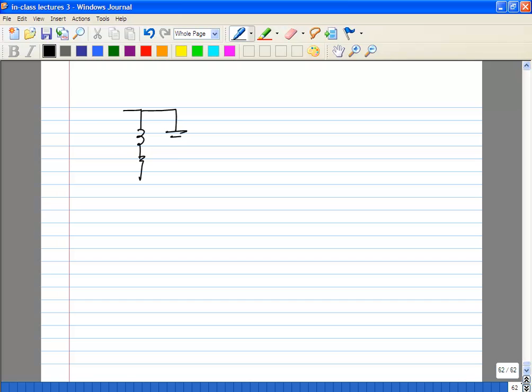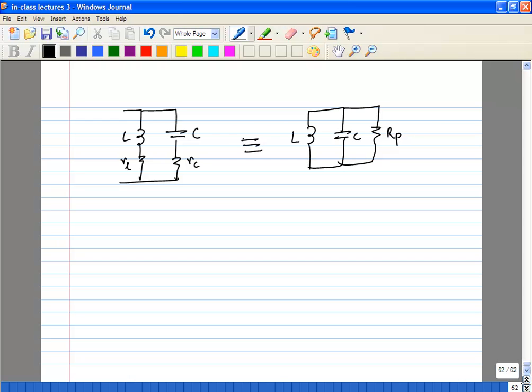If you remember, we kept stressing that inductors and capacitors are not ideal. So what you'll do is replace all of these by some equivalent Rp. That's effectively what we have done here. Over a narrow band of frequencies, this is definitely valid.